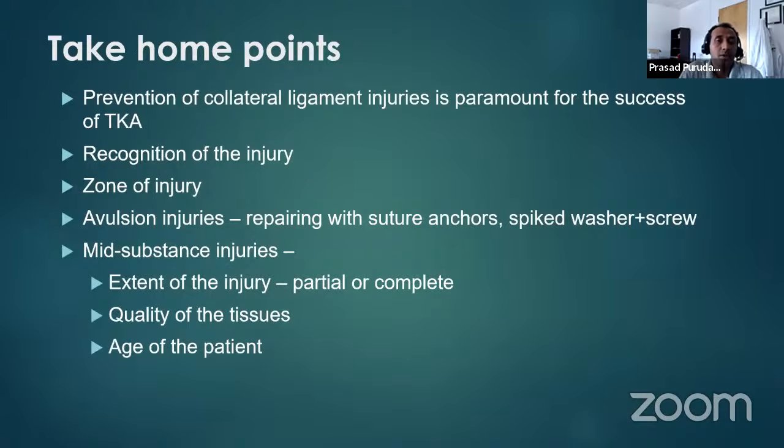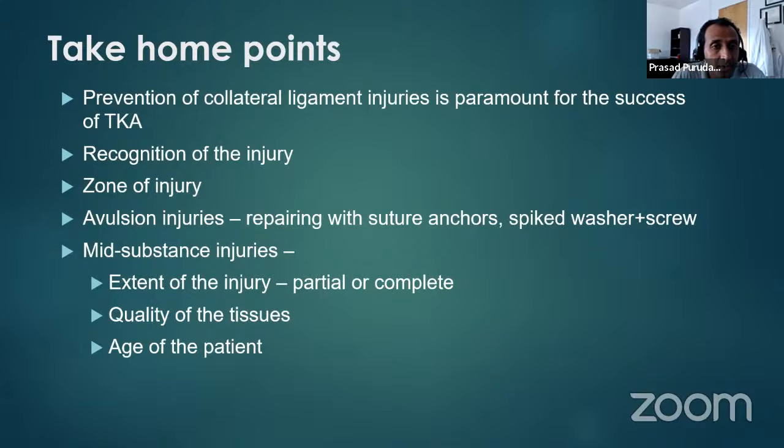So the take-home points: prevention is definitely most important, because we know collateral ligament injuries can significantly affect the outcomes. Once it happens, it's very important to recognize this injury so that we can take care of it. Once we identify it, then we have to identify the zone of injury. Unfortunately, as we saw in many papers, there's no real consensus on the best way of managing these, and authors have utilized different techniques and combinations of different techniques.